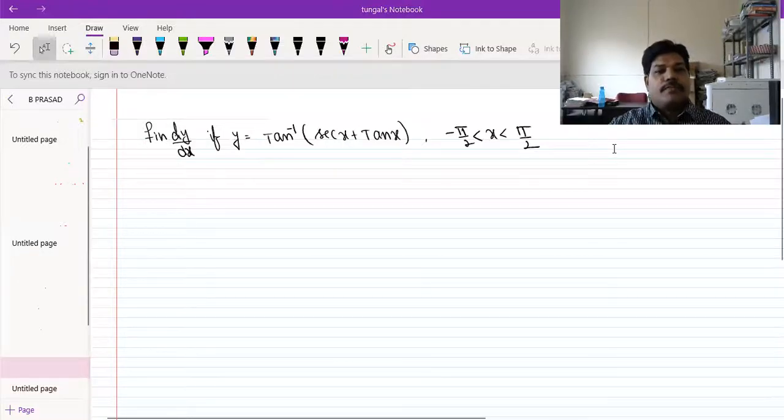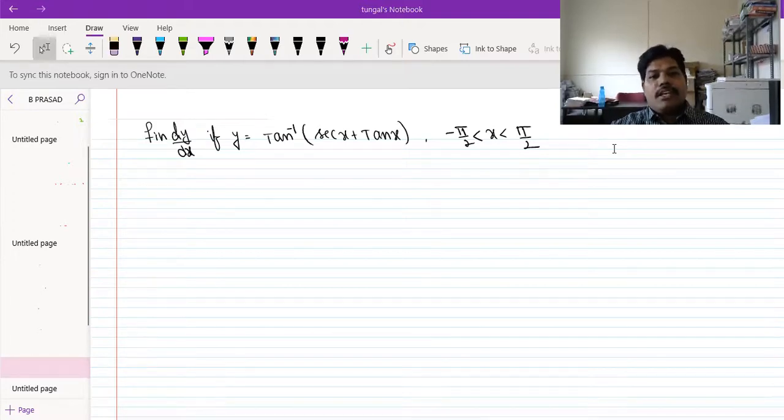Next question, students. Find dy by dx if y is equal to tan inverse of (secant x plus tan x), where minus pi by 2 is less than x less than pi by 2. So how to solve the derivative? I'm going to find the derivative of this function. So see that one, students.